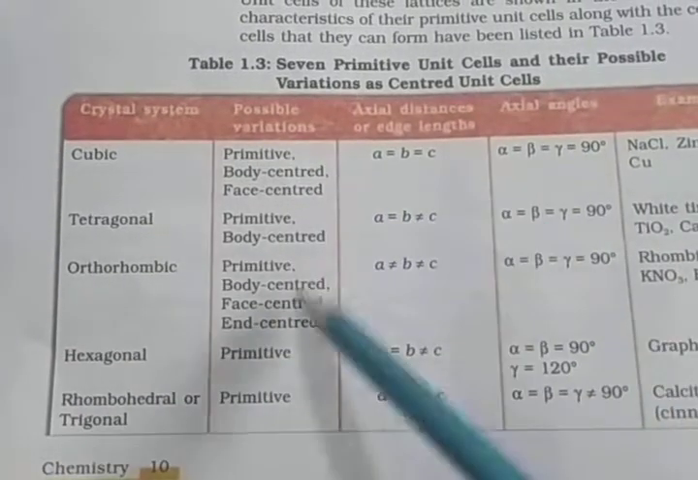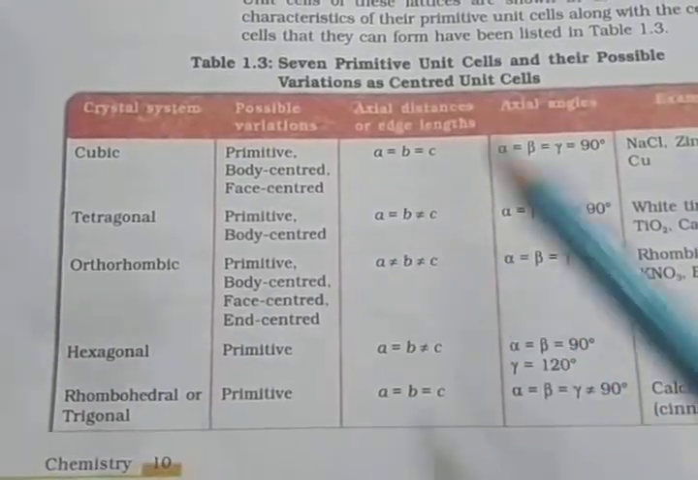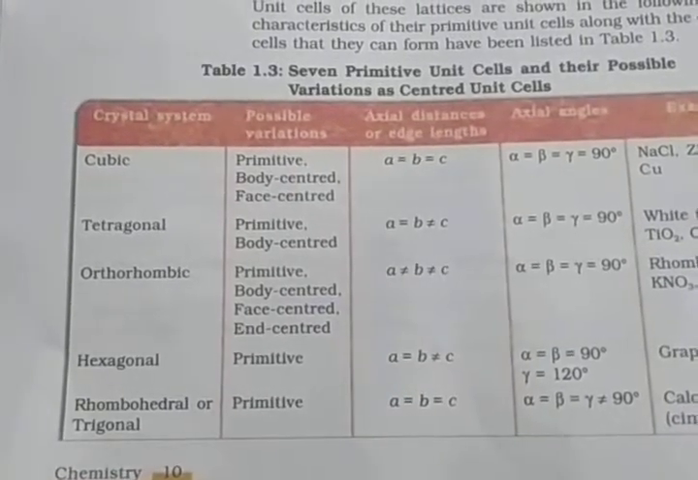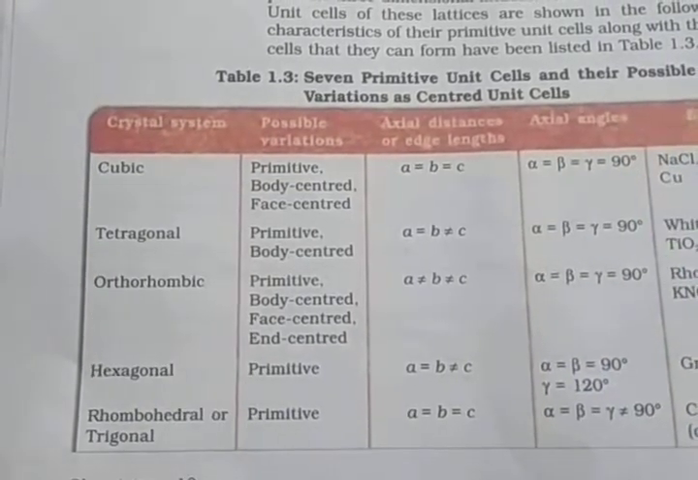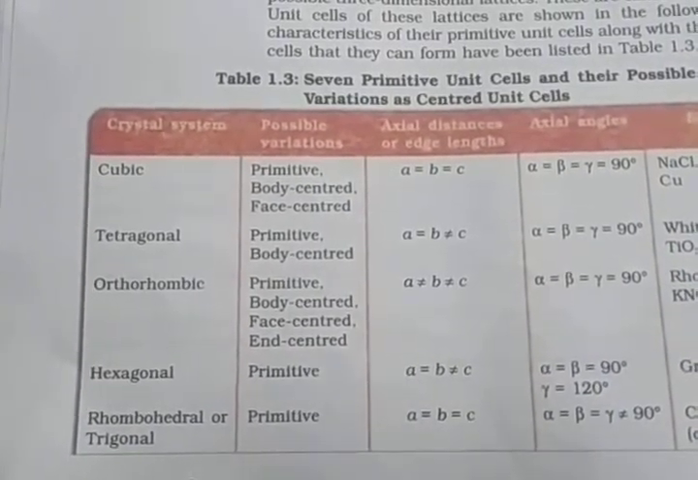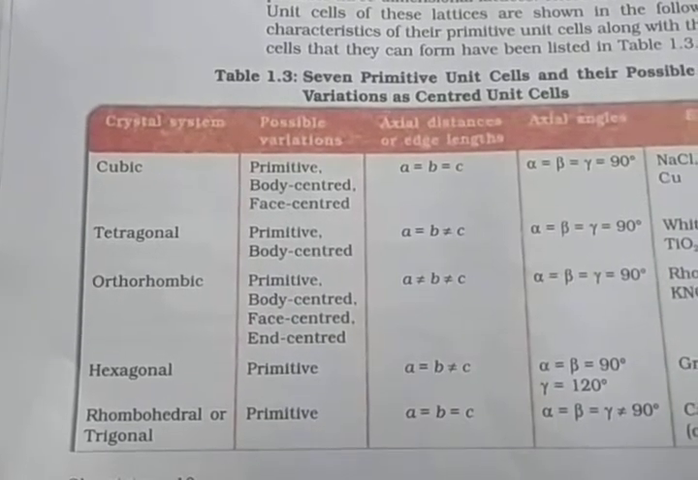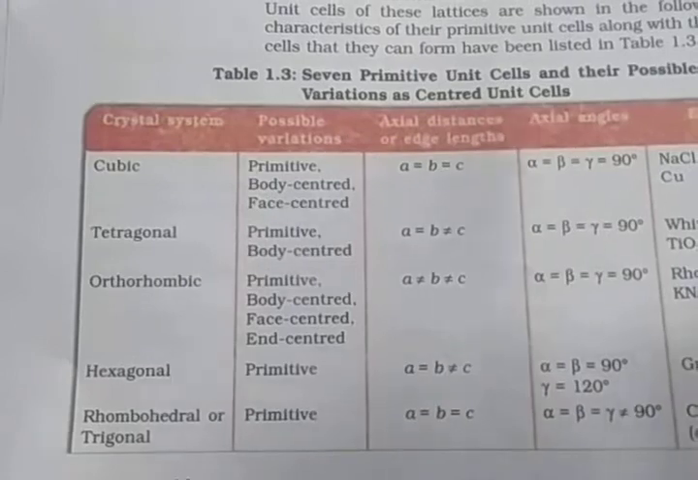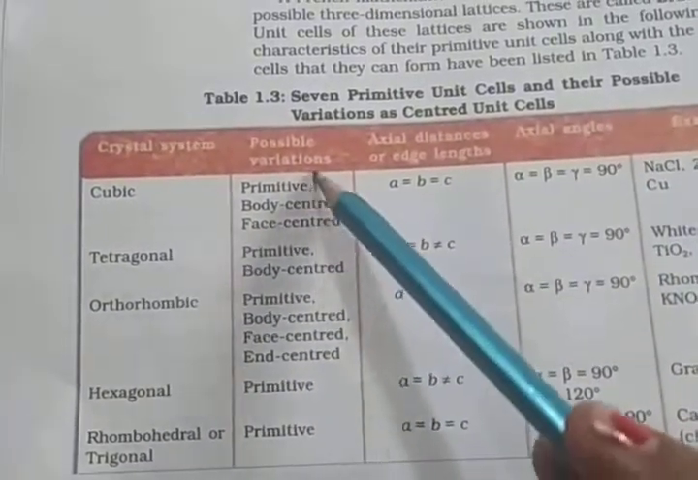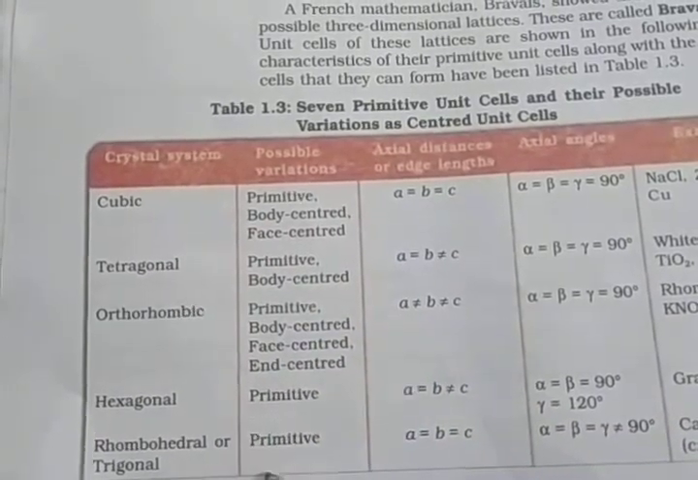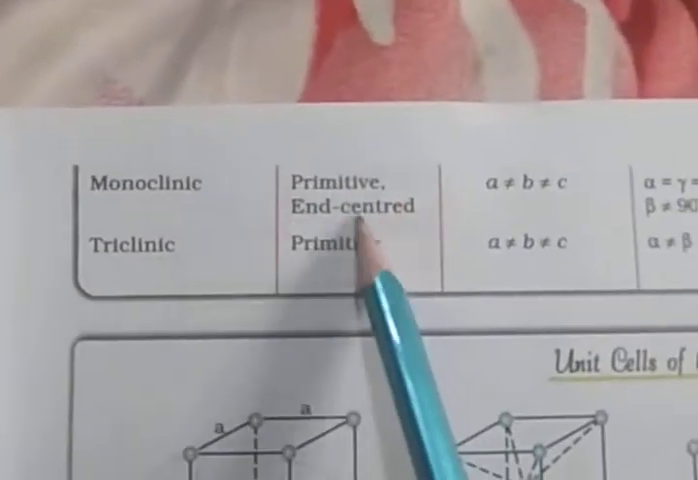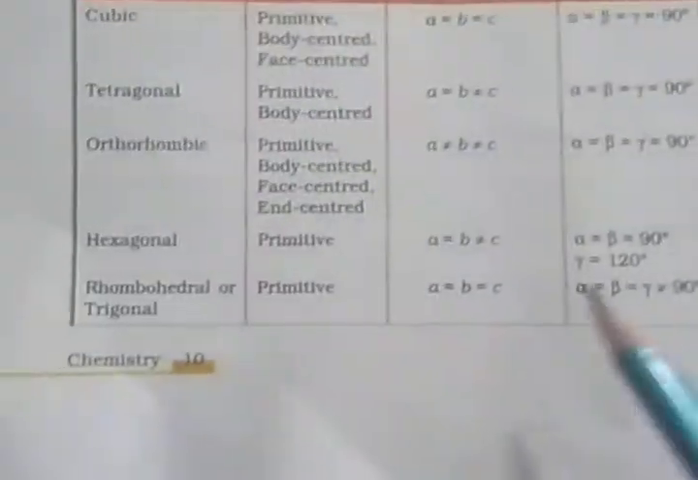First, these crystal systems were given by the French mathematician Bravais. French mathematician Bravais showed that there are only 14 possible 3D lattices. These are called Bravais lattices. Total crystal systems are 7, but according to the possible variations, 1, 2, 3, up to 14, there are 14 possible variations in total.